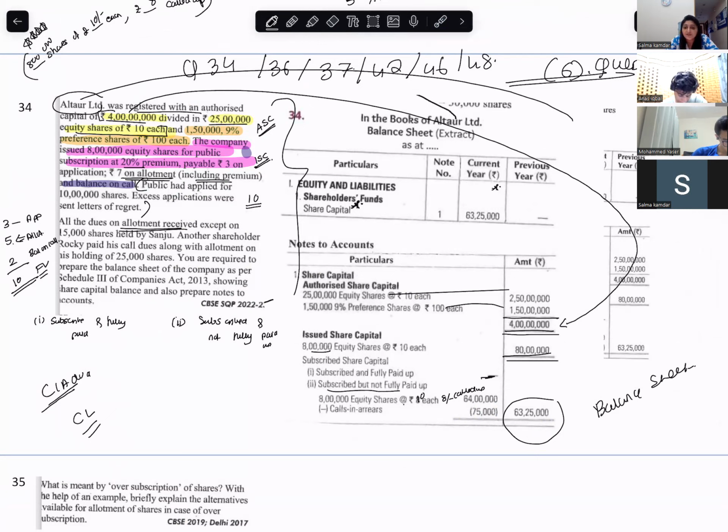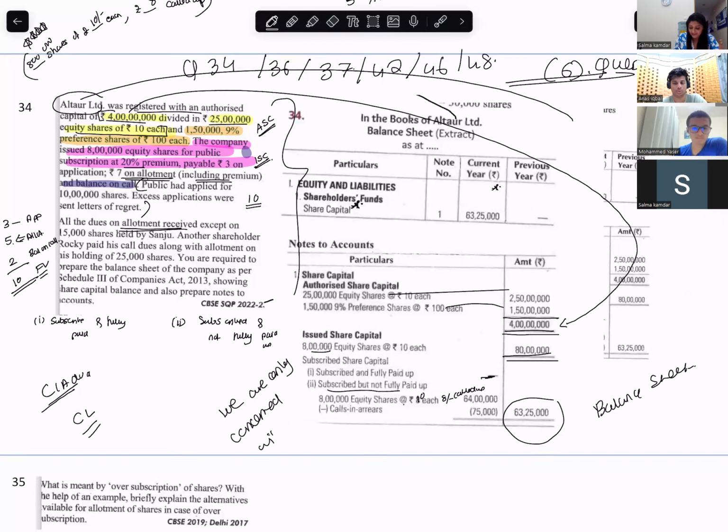Yes, ma'am. How do you know if it is subscribed and fully paid up and subscribed but not fully paid up? If it is fully paid up, that means you've called for everything. If it is not fully paid up, that means you've stopped your calling somewhere. You've not called everything. Second thing that you should remember, we are only concerned with what?